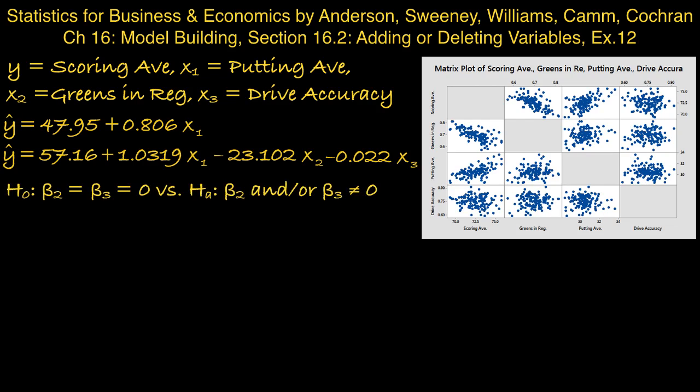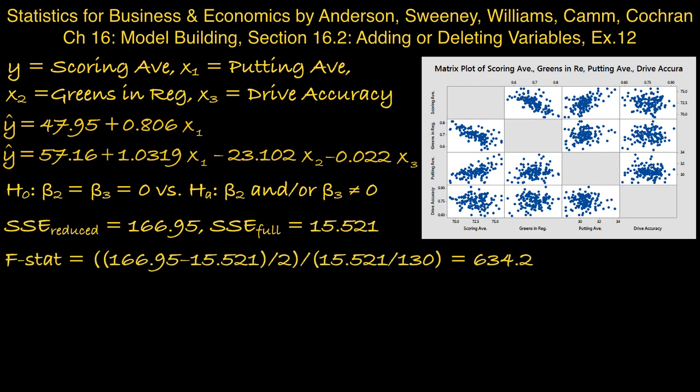So we're going to test the null hypothesis, beta 2 and beta 3 are both 0, against the alternative that beta 2 or beta 3 or both are not equal to 0. We obtain the sum of squared errors for the reduced model, the one with just X1 in it. That comes to 166.95, whereas the sum of squared errors for the full model, the one with X1, X2 and X3 in it, comes to 15.521.